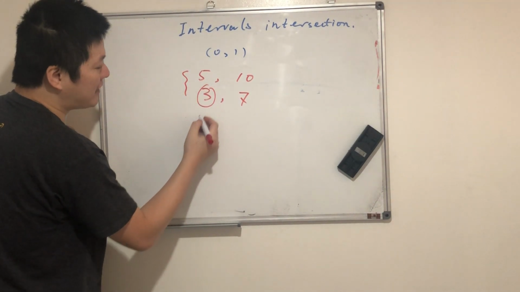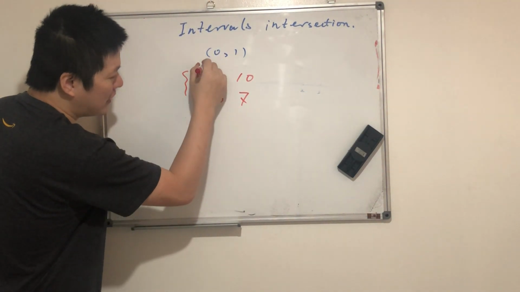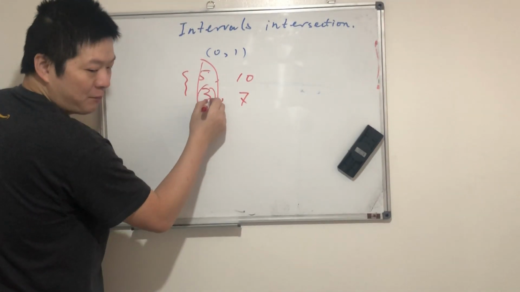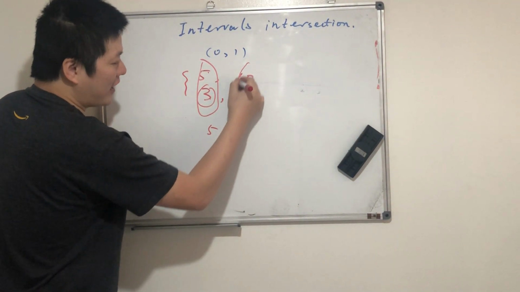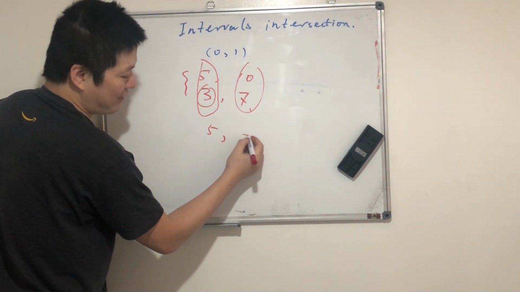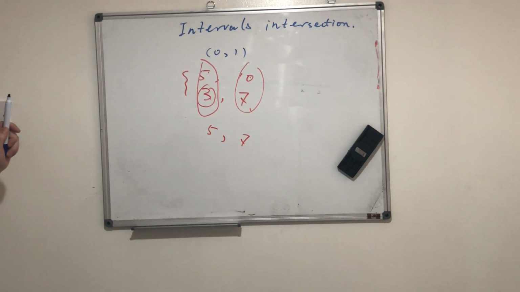We want to find the maximum of all these intervals' first numbers, which is 5. And then the second number, we want to find the minimum of all these, which is 7. So 5, 7. Is it true?